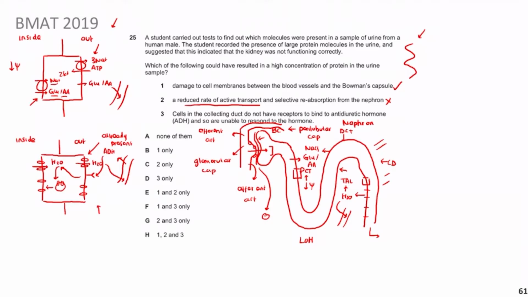So it says, which of the following can result in high? So obviously that would dilute it, so that would decrease the protein concentration. That has to be wrong. Therefore, guys, hopefully you can agree the answer would be B then, only one.